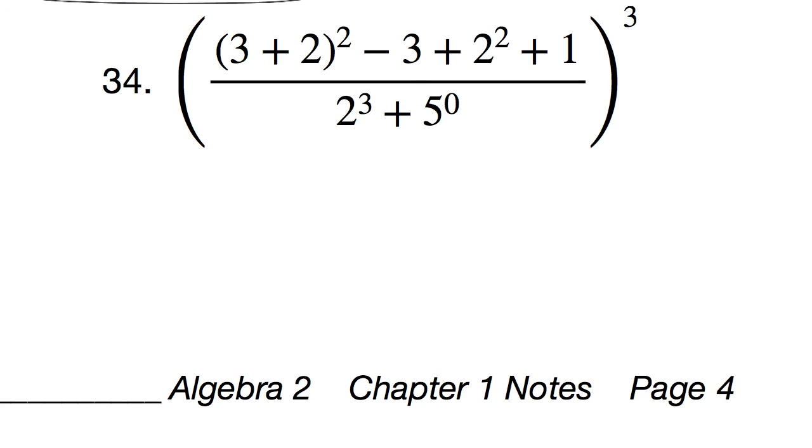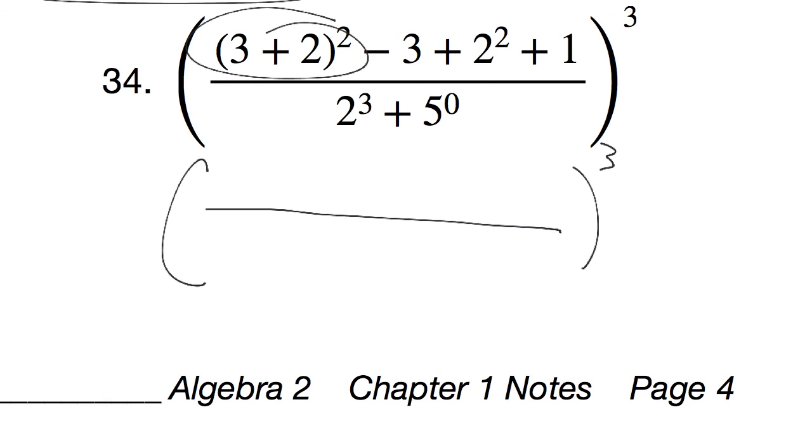So I'm going to say that we've got a big fraction inside parentheses. I'm going to do what's inside the parentheses first. What's inside these parentheses is 3 plus 2, which is 5, squared, minus 3. I can do 2 squared, which is 4. 2 to the third is 8. 5, anything to the 0 is going to be 1.